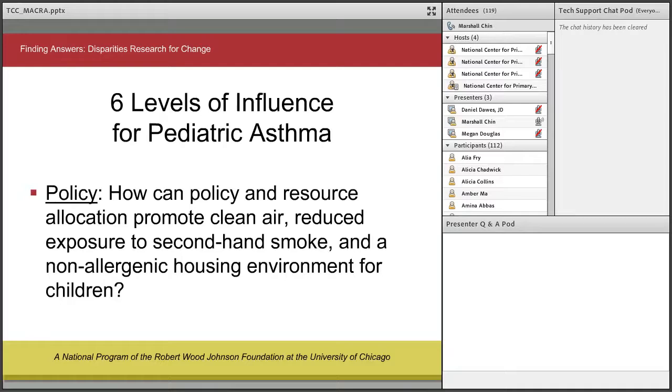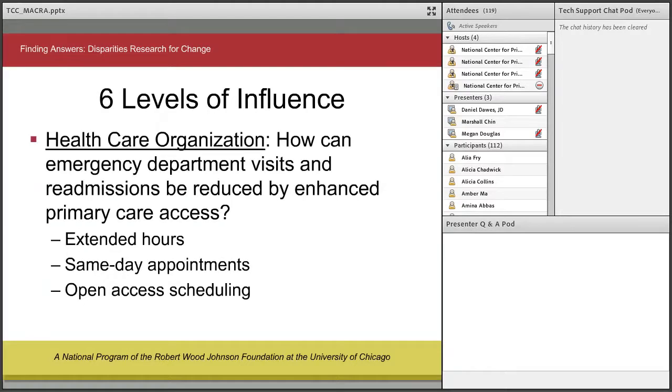So a policy level intervention would be, how can you create policies and resource allocations to promote clean air, reduce exposure to secondhand smoke, and a non-allergenic housing environment for children. For the healthcare organization, can you prevent emergency department visits and readmissions by increasing access to primary care by things such as extended hours of the clinic?